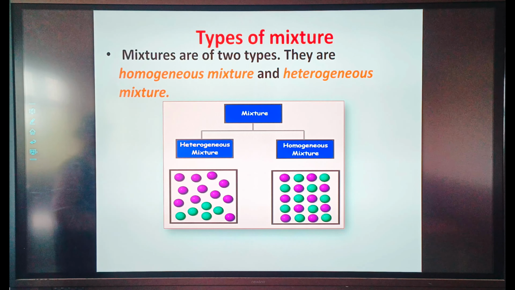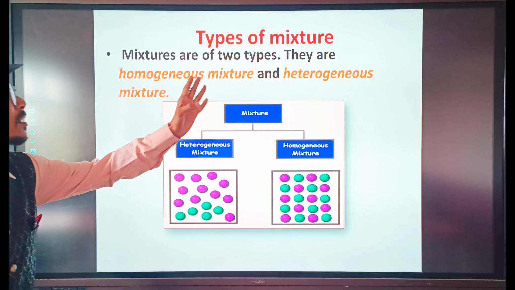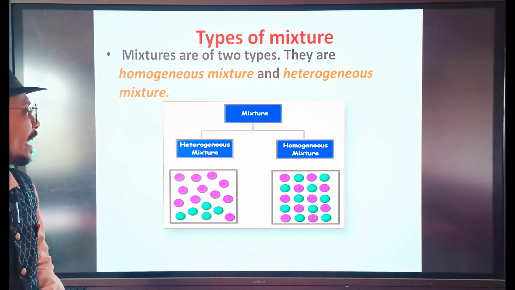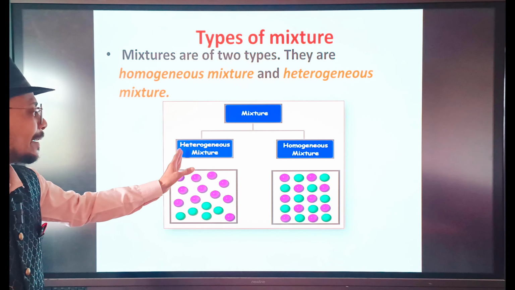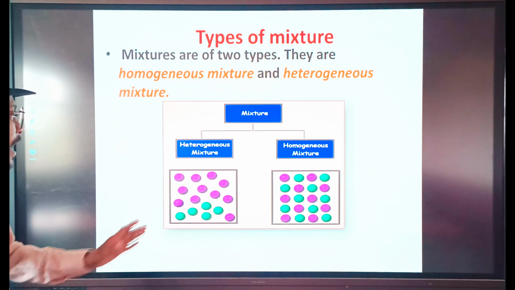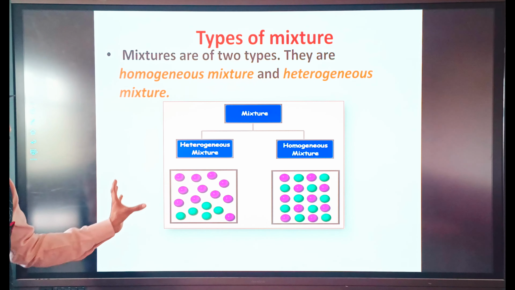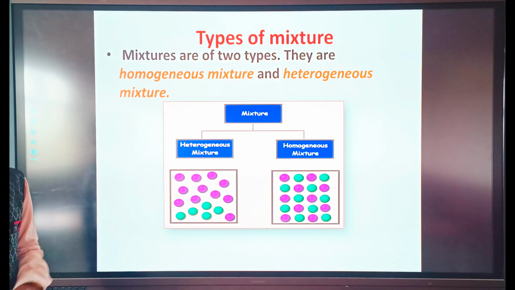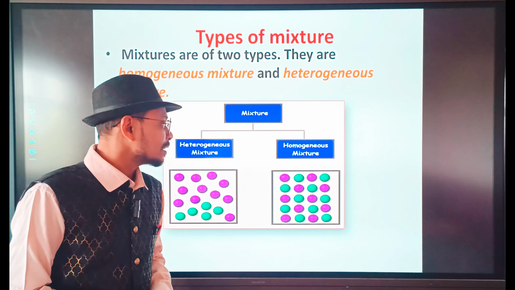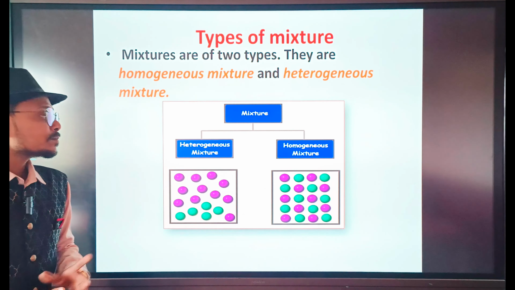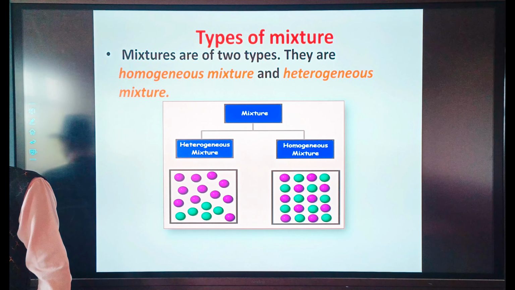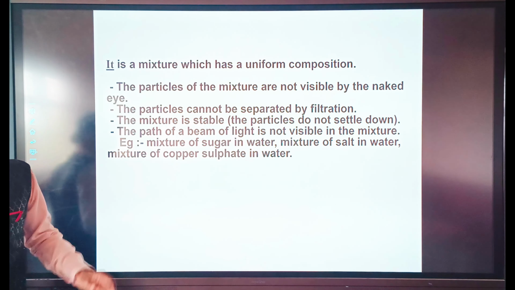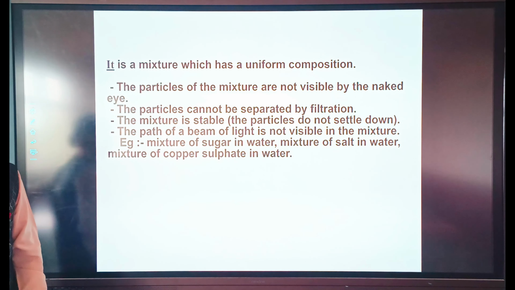Then types of mixtures. Let's see, mixtures are of two types: homogeneous and heterogeneous. First of all, we are talking about the mixture. What is the first type of mixture, children? Heterogeneous mixture. In a heterogeneous mixture the particles will be different, and in a homogeneous mixture they will be the same. Let's see. A homogeneous mixture has a uniform composition.